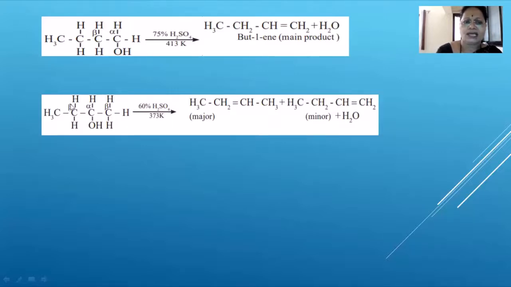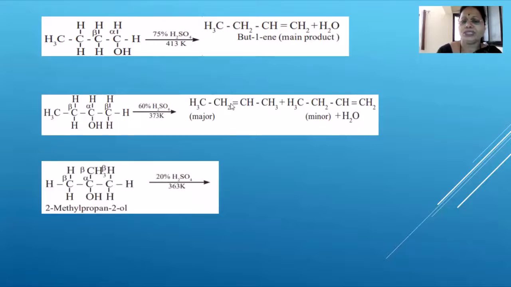Now this carbon carries less number of hydrogen atoms. So according to Saytzeff effect, this hydrogen will be removed preferentially, forming but-2-ene as a major product and but-1-ene as a minor product. Then the next example, a tertiary alcohol. See here the difference in condition is 20% sulfuric acid, 363 Kelvin.